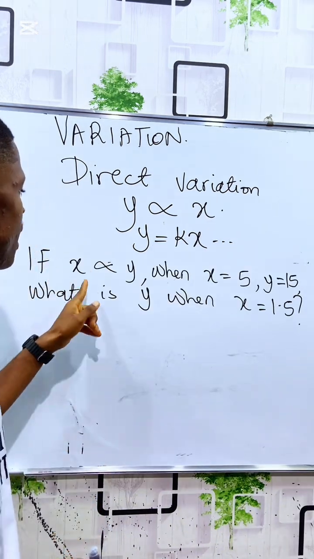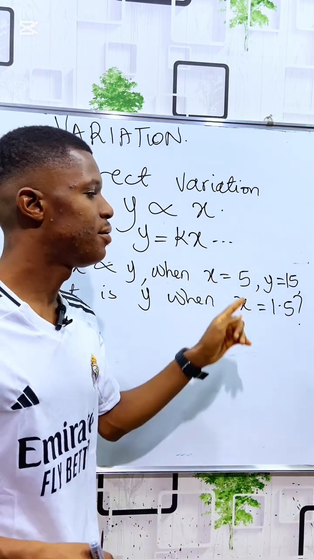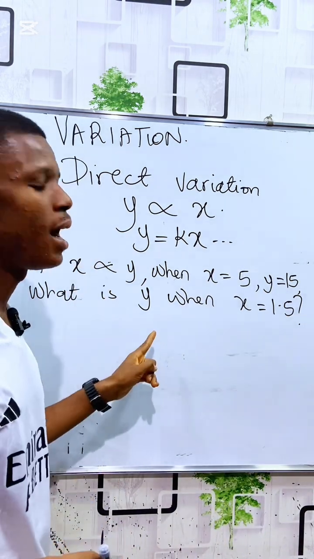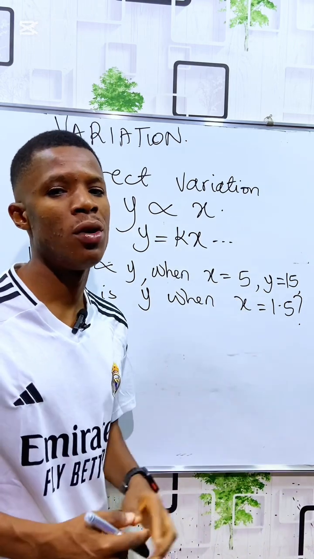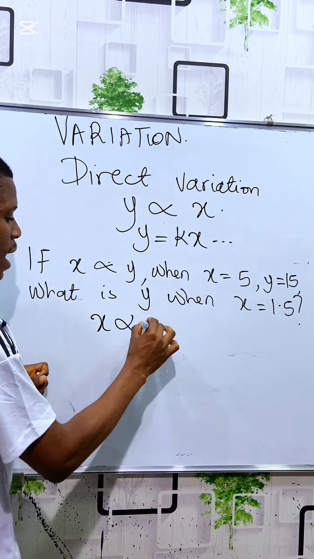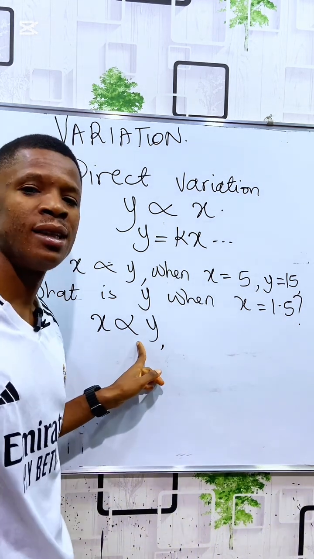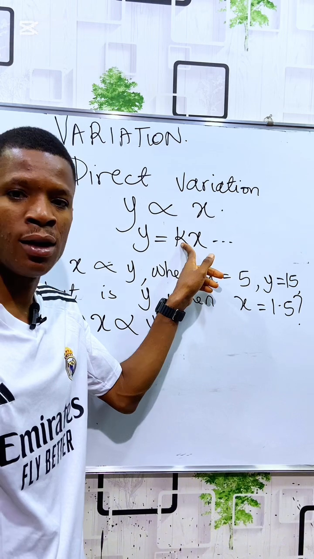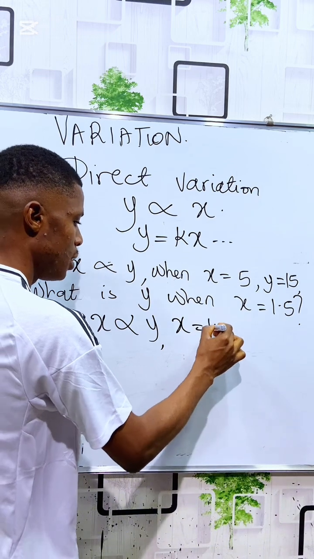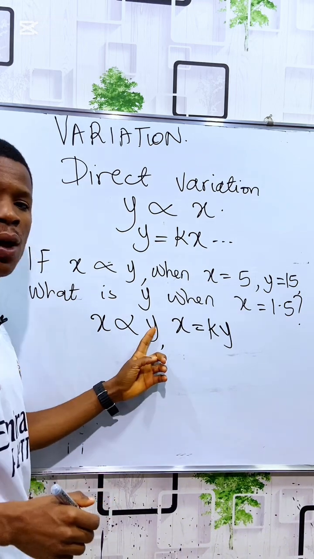We have that if x varies directly as y, when x is 5, y is 15. What is the value of y when x is 1.5? Remember here, x varies directly as y. So for you to remove the proportionality sign and include the constant as illustrated here, you can say that x is now equal to ky. The relationship between x and y now.